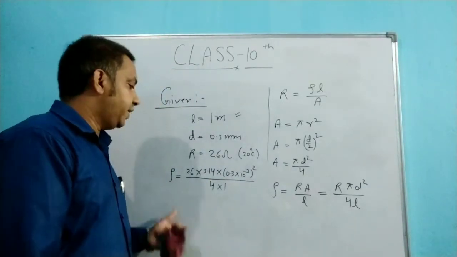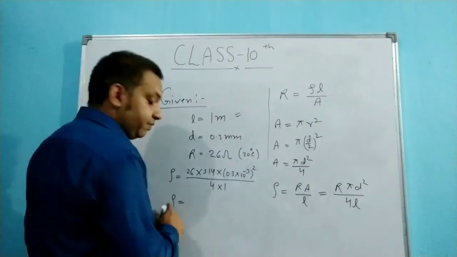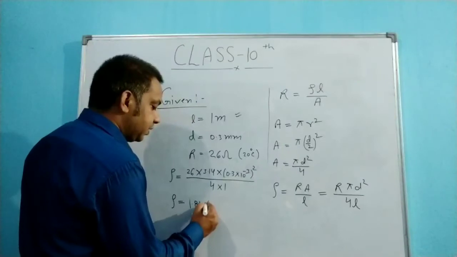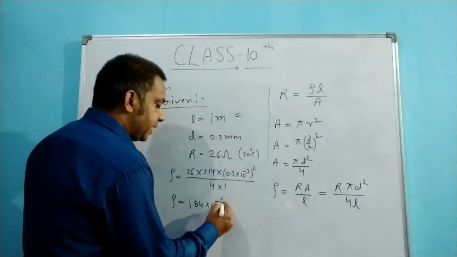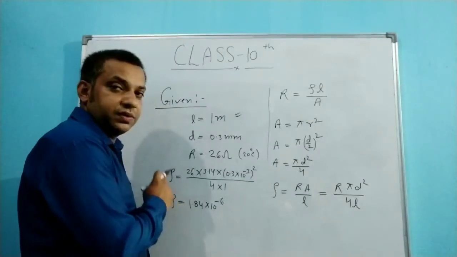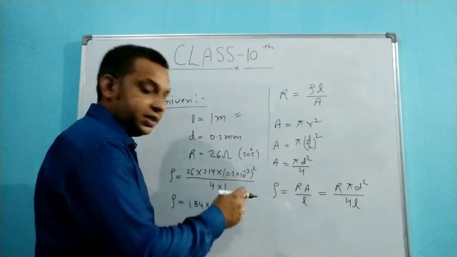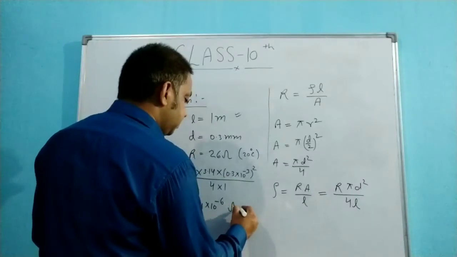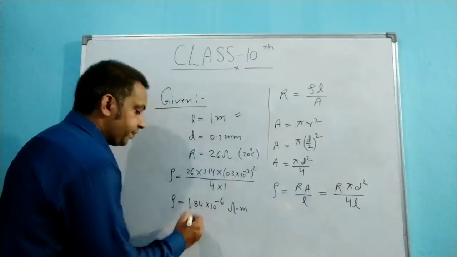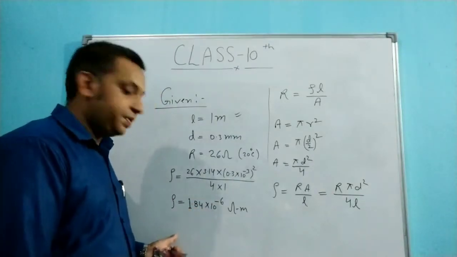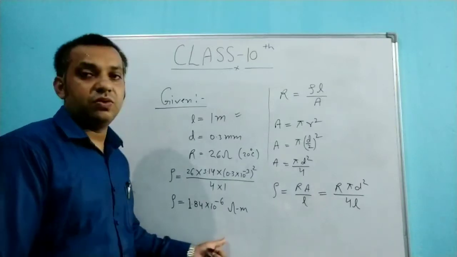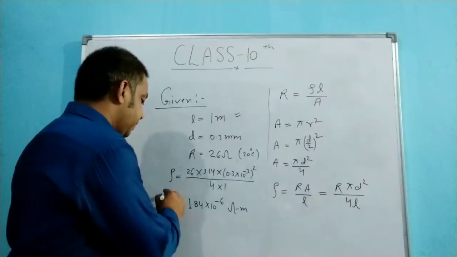Clear? So by putting all these values, simply the value of rho is 1.84 into 10 to the power minus 6. And what is the unit? You know the unit of the specific resistance is ohm meter. So the value of this specific resistance or resistivity is 1.84 into 10 to the power minus 6 ohm meter. So this is your first part.